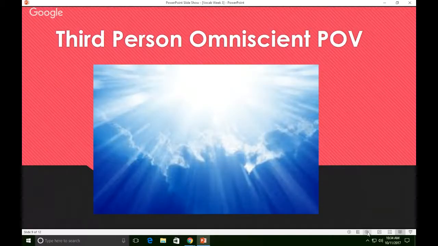Next up is third person omniscient point of view. So I have a picture of the heavens on here because I always think of omniscient narrators as kind of the God-like narrators. He or she can do whatever they want to do. They're all knowing. So I can, as an omniscient narrator, I can observe. I can tell you the thoughts of character A, and then I can tell you the thoughts of character B and character F. And then I can observe some more.